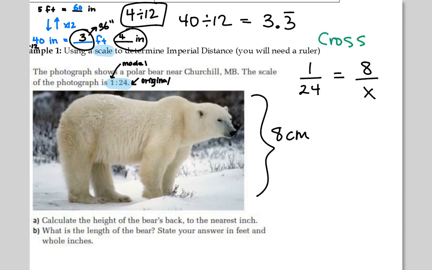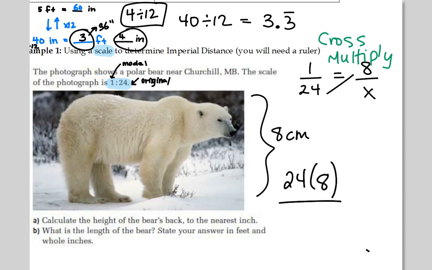This is a must. You absolutely need to know this. You'll never have success in high school if you can't cross multiply. You have to know cross multiply. 24 times 8. And then what do you divide by? 1, which doesn't change anything. 24 times 8. 192. And what unit is that? If 8 was in centimeters, then 192 is in centimeters.